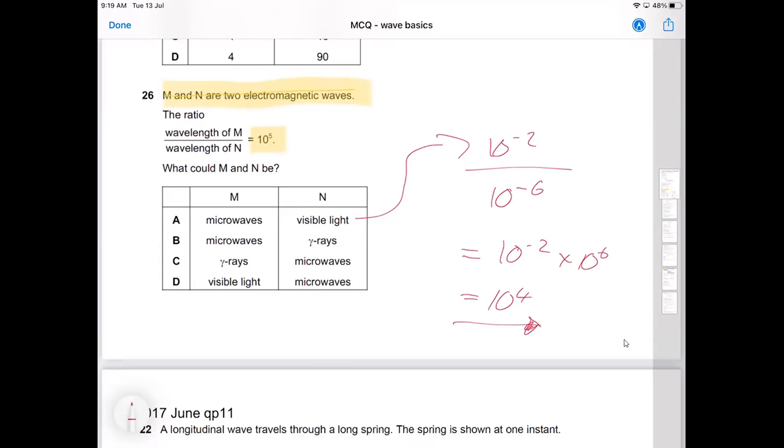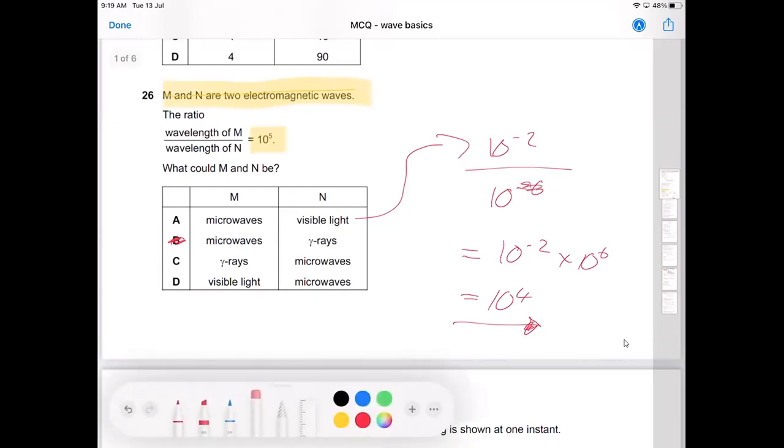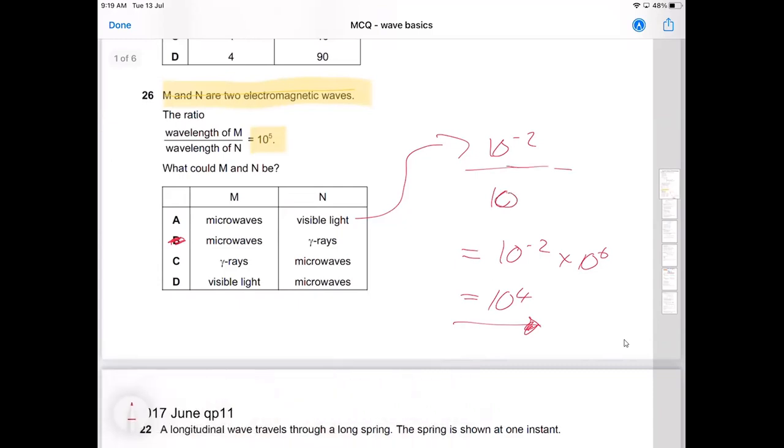Now you can definitely eliminate B because gamma rays are going to be so small that it's going to make it much bigger than 10 to the negative 5. Gamma would be even smaller. This would be like 10 to the negative 14. This would become 14 over here, and this answer here would become 10 to the 12. So it definitely can't be B. So A sounds about right so far.